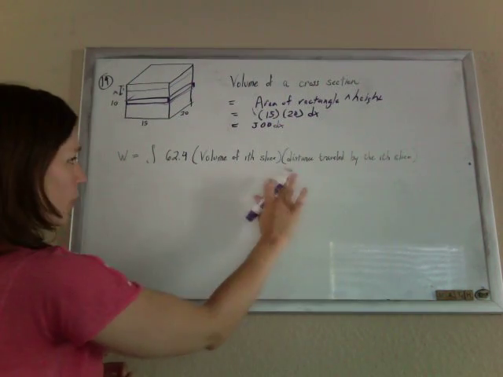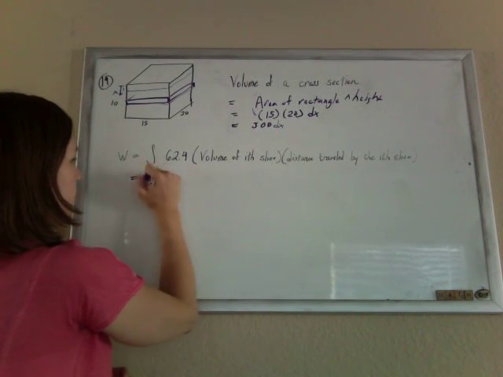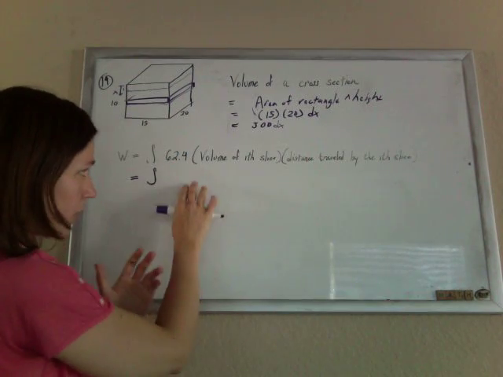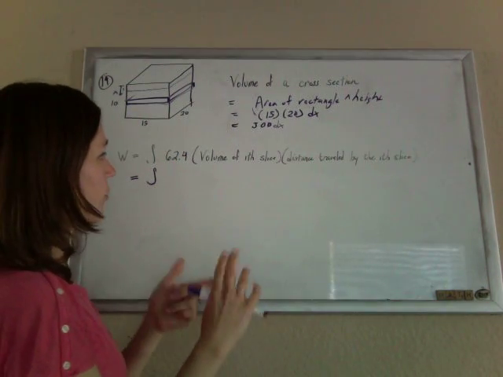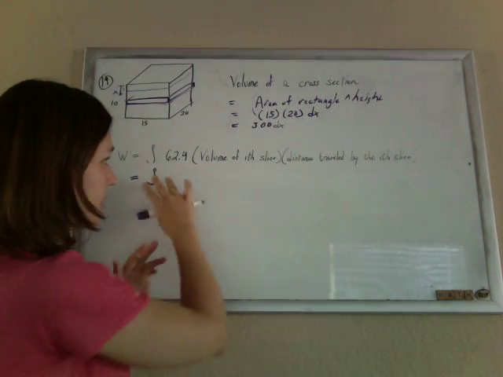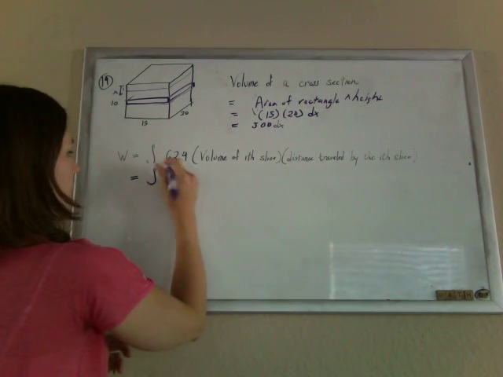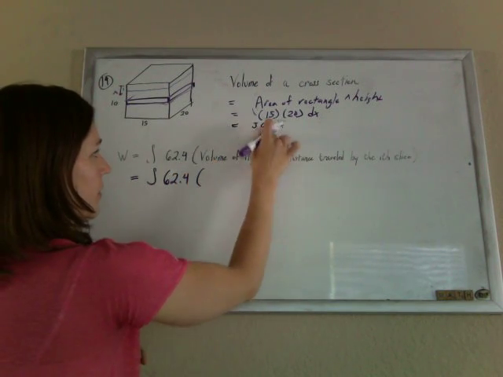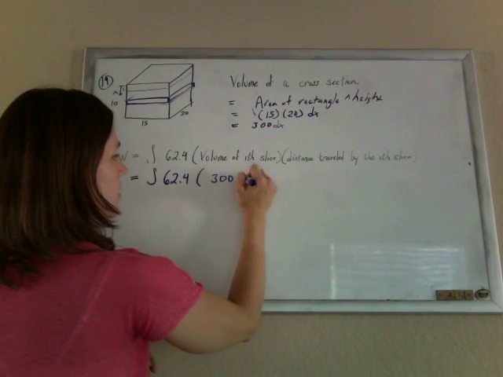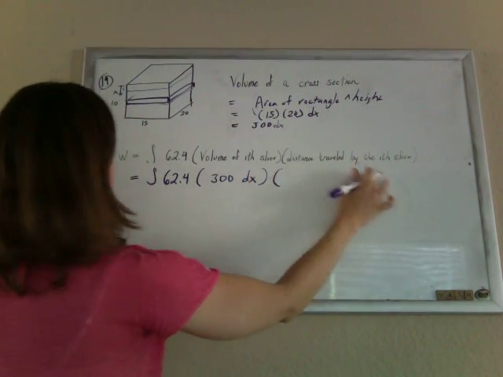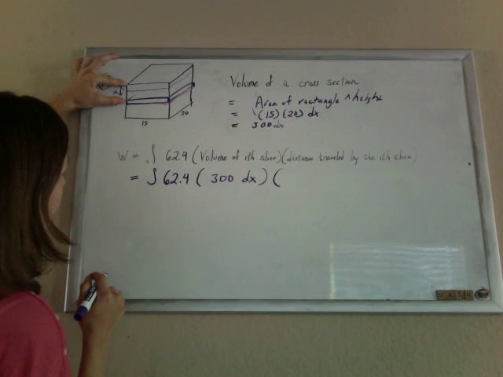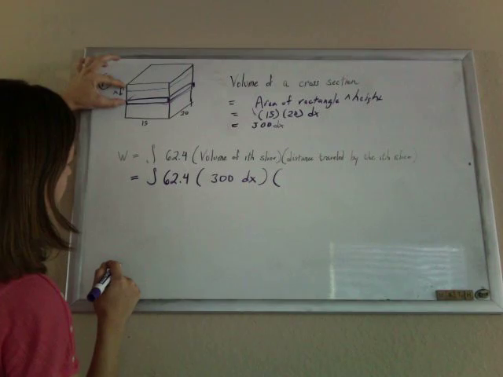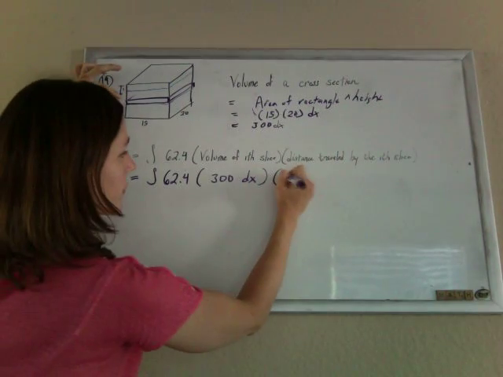Now, I've got my formula for work that I worked out on a live scribe video. So this is what you use if you're dealing with pumping water out of a tank and you're using foot-pounds. I worked out how this came about in another video, and now we're just going to use it. So at 62.4, the volume of the ith slice is 300 dx, and the distance traveled by the ith slice, well, that's the distance that this guy has to go to be pumped out of the top, right? And that distance is just x long.